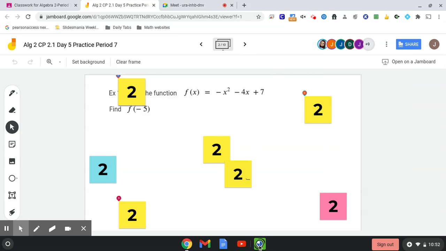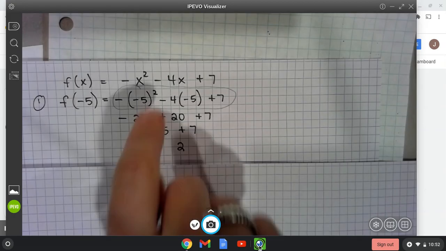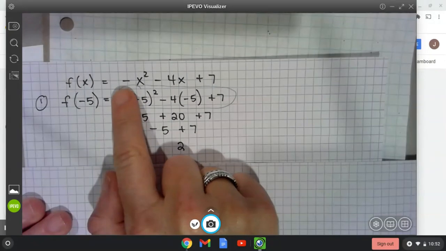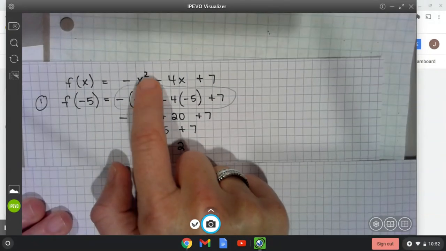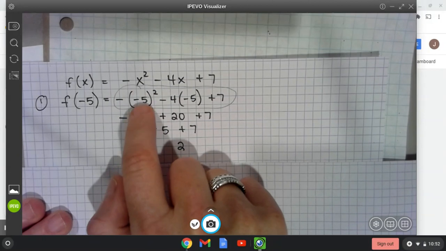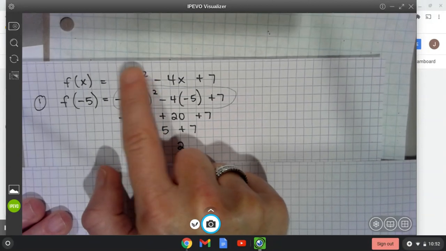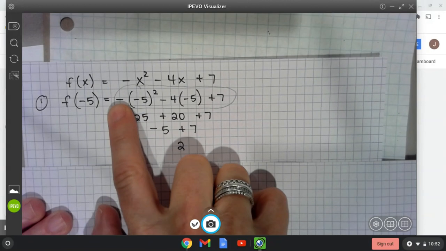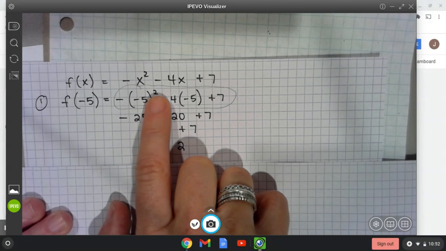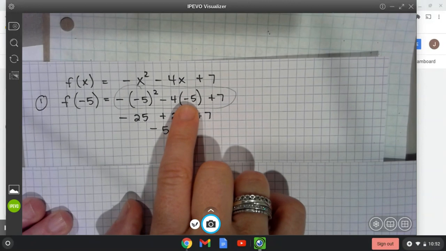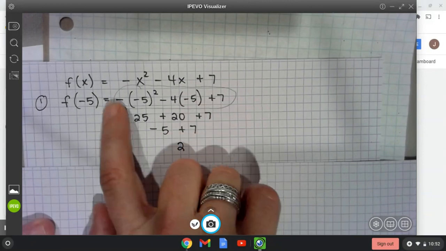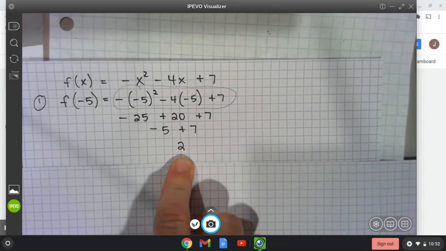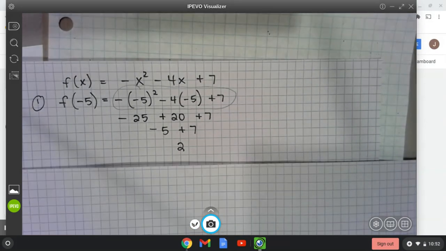Let me just go to the work in case anybody needs to see it. This was the function they gave you. I just always want to remember that this is -1 times x squared. Only x is being squared. So whatever you plug in for x, you square it, and then you times it by the negative sign. So it should look like this. The negative sign, -5 squared, -4 times -5, and then +7. Now you can either type this into your calculator or do the math yourself, but you definitely get 2 as the answer to this problem.